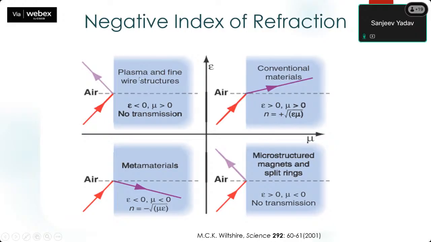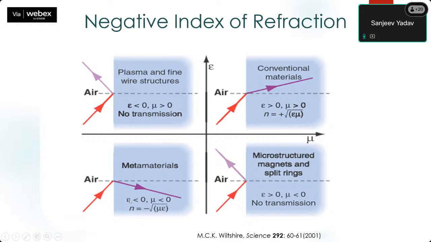In the second one, you can see the plasma and fine wire structures, where epsilon is less than 0 and mu is greater than 0. So no transmission is taking place. As well as in the fourth quadrant, we can see that epsilon is greater than 0 and mu is less than 0. So again, no transmission is there.